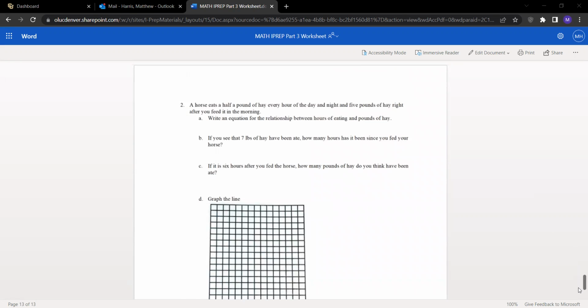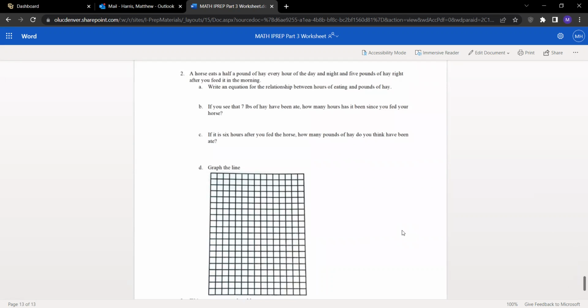So in this problem, we have a horse, and we have some hay. A horse eats half a pound of hay every hour of the day and night, and 5 pounds of hay right after you feed it in the morning. So for every hour, he's eating half a pound of hay. And every morning, so let's say every 1 day, he's eating an additional 5 pounds.